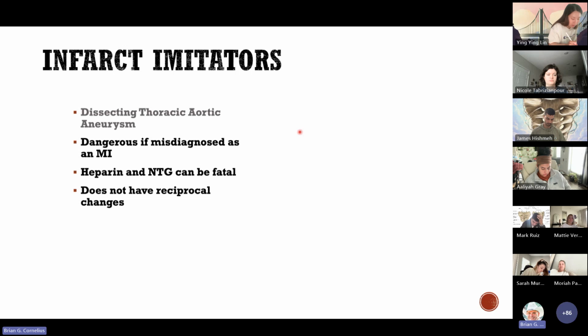A big one is looking at their chest x-ray, seeing if they have a wide mediastinum. And then patient history may be helpful as well.